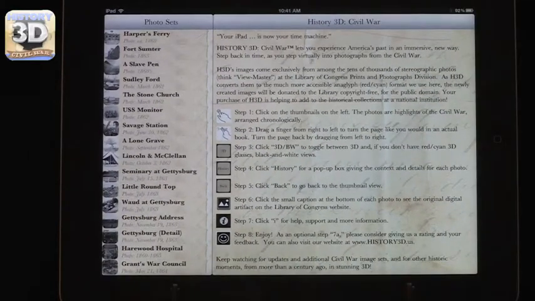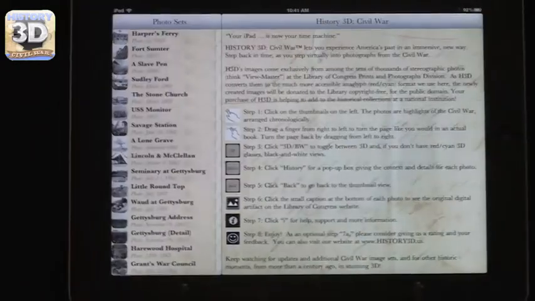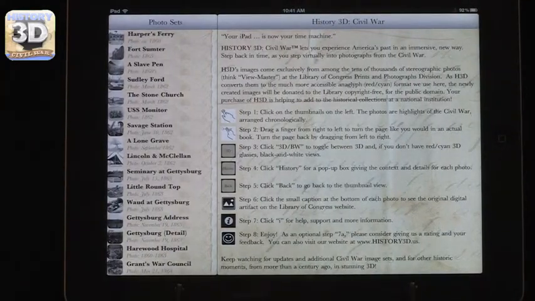Well, now we're going to take a look at the companion app to the Lincoln book that we just saw. On your opening page, it's called History 3D, the Civil War, and it'll give you your directions.